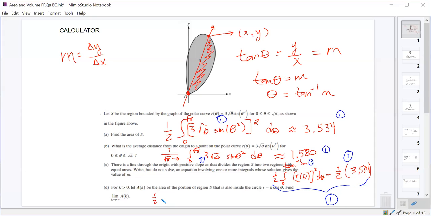And so this should just be 1/2 of our integral from 0 to pi over 2, because that'd be the first quadrant, of our function r of theta squared d theta, which comes out to be 3.324. And that one's worth 2 points, 1 for having the right limits and 1 for getting the right answer with the correct integral written next to it. Any questions on that?